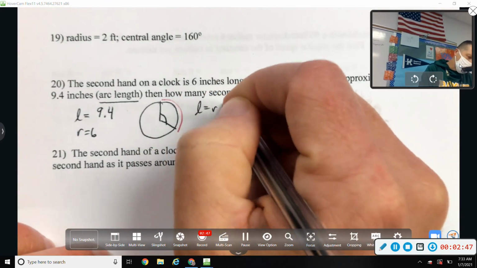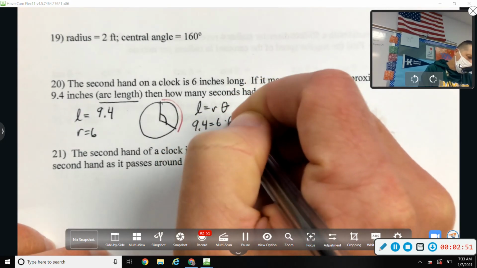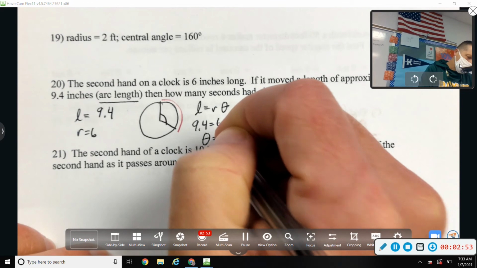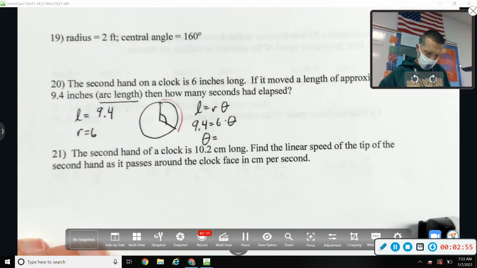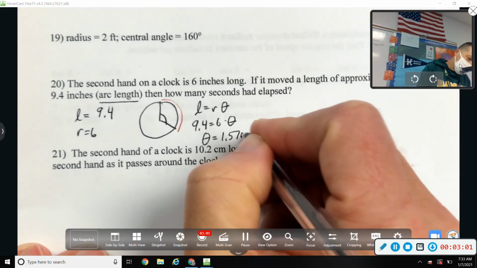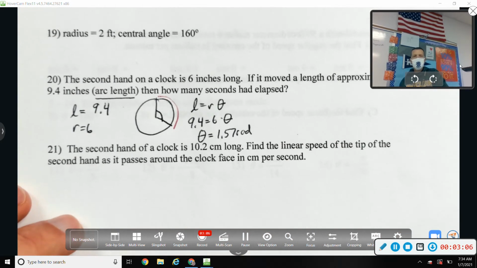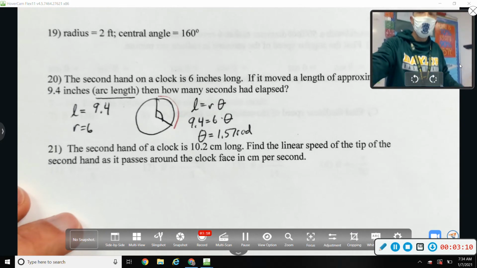So L equals R theta. 9.4 equals 6 times theta. So 9.4 divided by 6 is 1.57 radians. Okay, but that's the angle it's passed through. That's not how many seconds have elapsed.